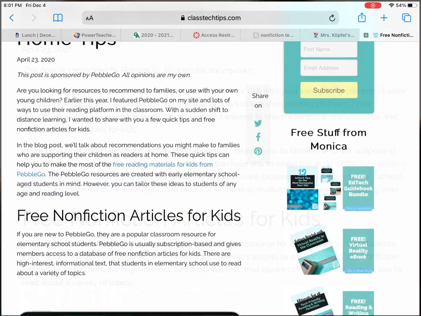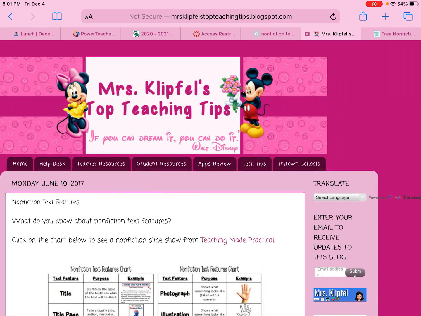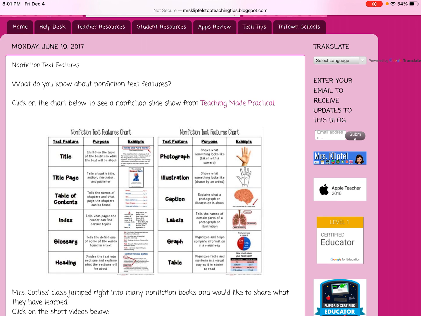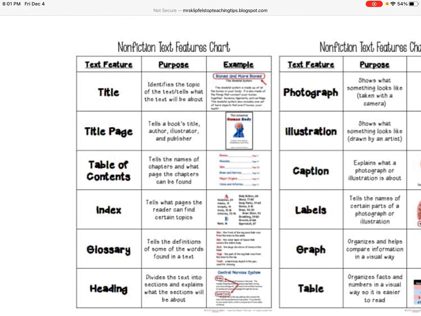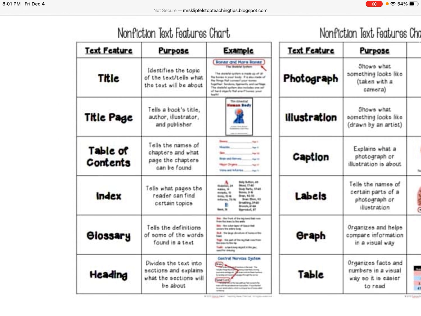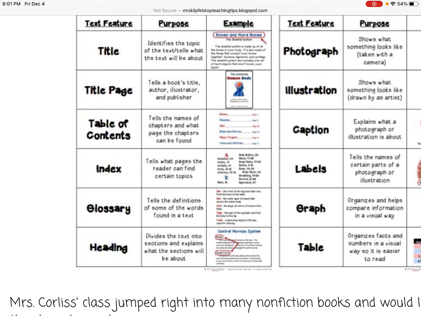So, as you heard in the Brain Pop video, text features are lots of different things that help us understand a text better, right? They're awesome. They're great little tools. So some nonfiction text features are things like a title, and the title tells you what the text is about. The title page gives you more information such as the author, the illustrator, and where the book was written maybe.